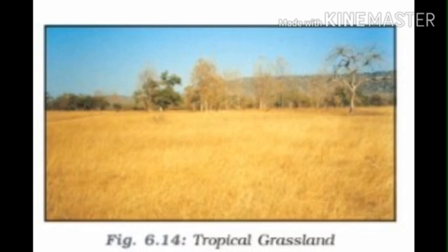Then animals. What are the animals found in this type of grasslands? Wild buffaloes, antelopes and bison. These are the common animals found in temperate grasslands. Are you clear children? We'll move on to the next one.